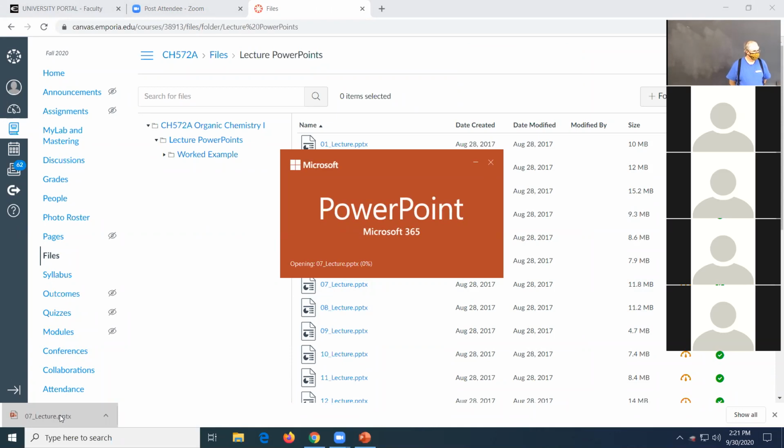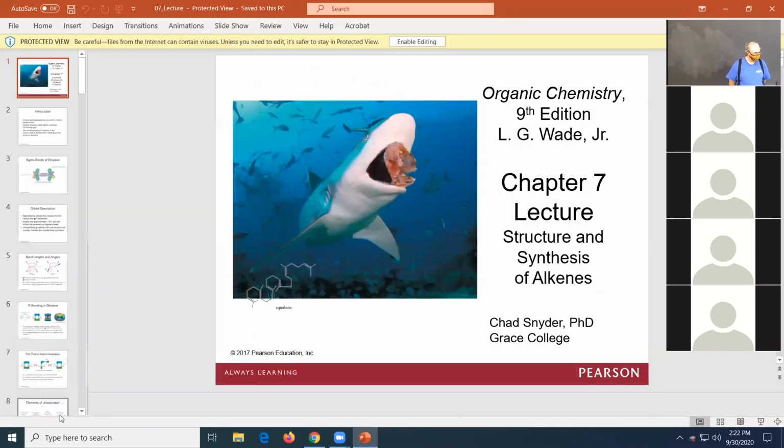Okay, so we'll actually have two chapters on alkenes. This chapter is the structure and synthesis of alkenes. The next chapter after this is the reactions of alkenes. So we're going to talk about reactions in which the alkene is a product. In the next chapter after this, we'll look at reactions in which the alkene is the starting material and we convert it to something else.